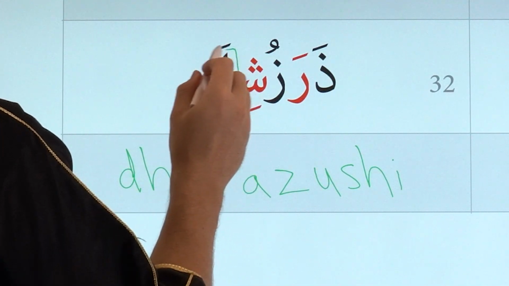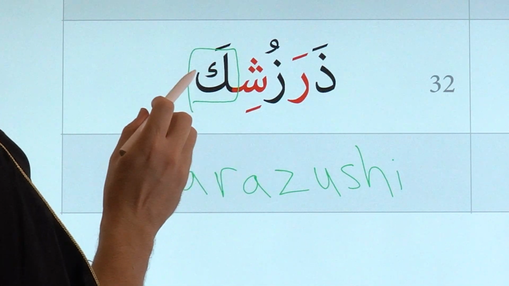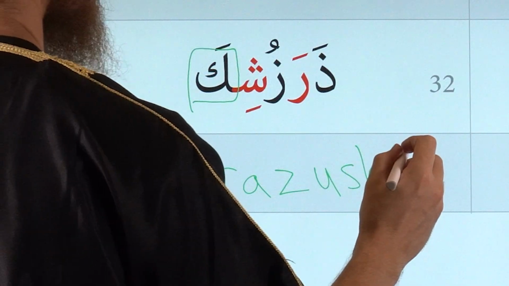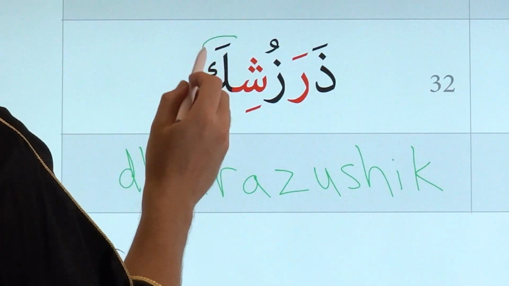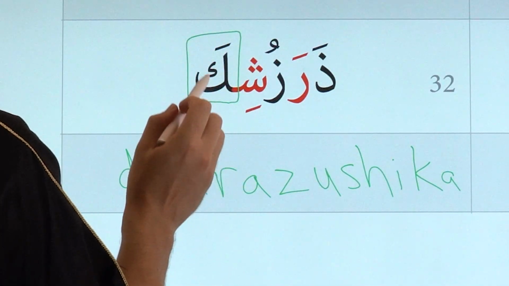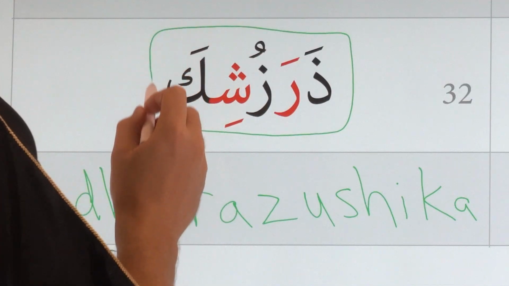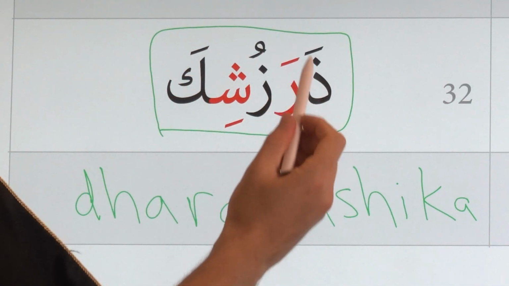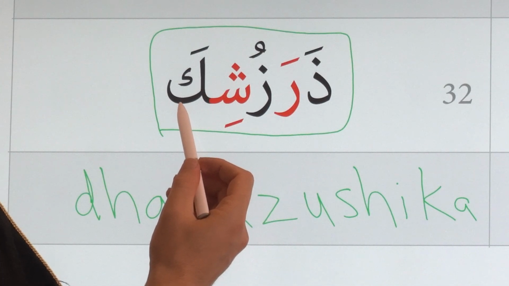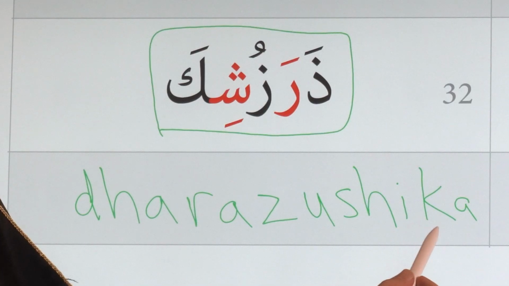And then finally, at the end, we have this shape that hooks down and goes to the left with a lightning bolt in the middle, meaning this is the letter Kaf. So we're going to write a K for the Kaf. Above the Kaf is a Fatha, so we're going to write an A for the Fatha. So this Kaf and Fatha would be pronounced Ka. So now it's time to pronounce all of these letters and harakat together, which would be Dha, Ra, Zu, Shi, Ka.